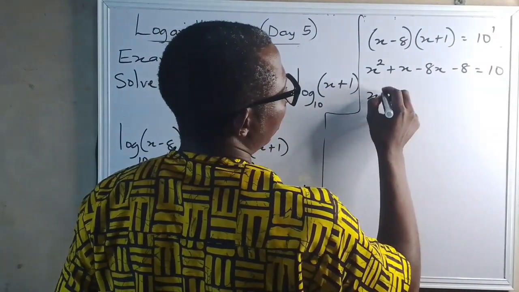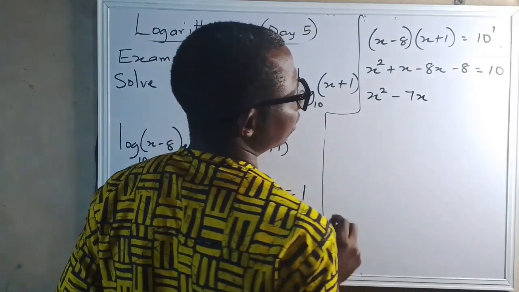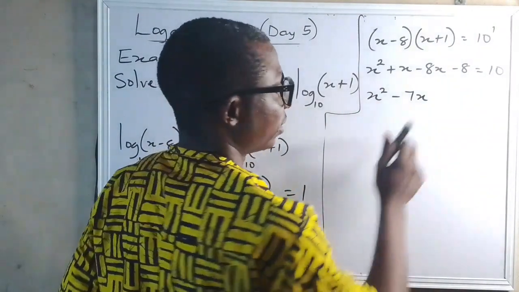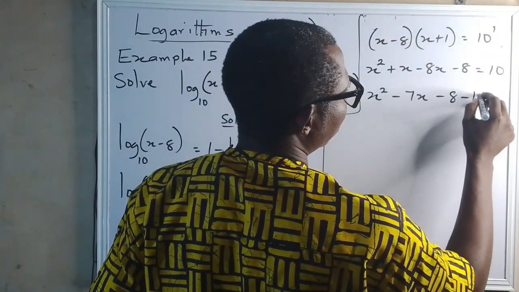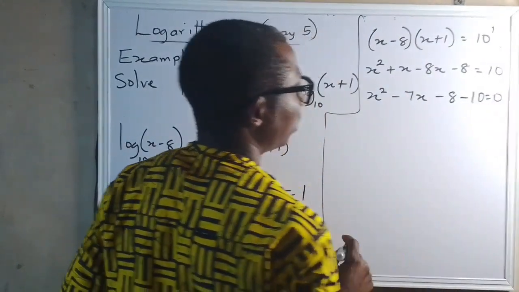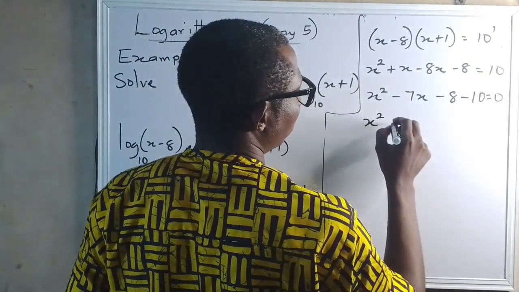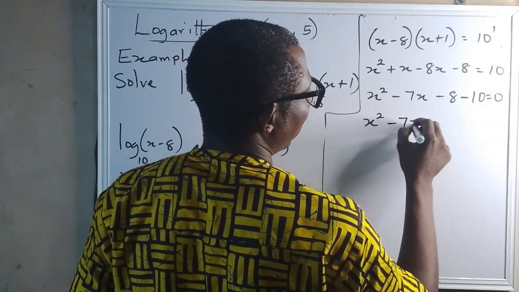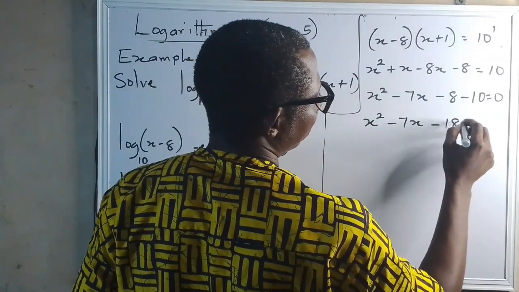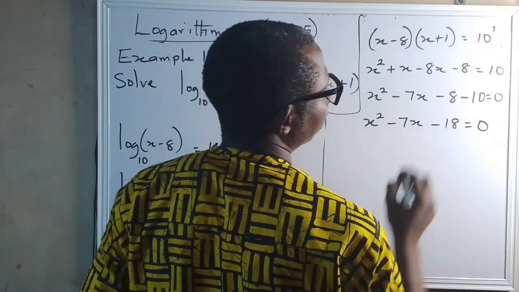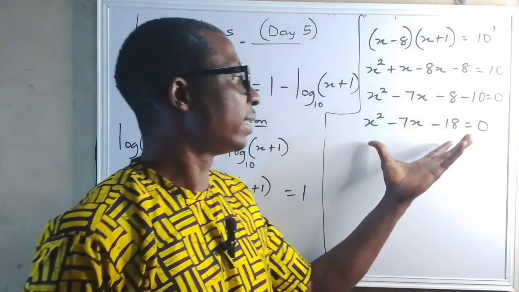So we have x squared minus 7x. x minus 8x is minus 7x, minus 8 minus 10 equals 0. All right, so we have x squared minus 7x. Now this is going to give you minus 18 equals 0. All right, so what's the next thing to do now?